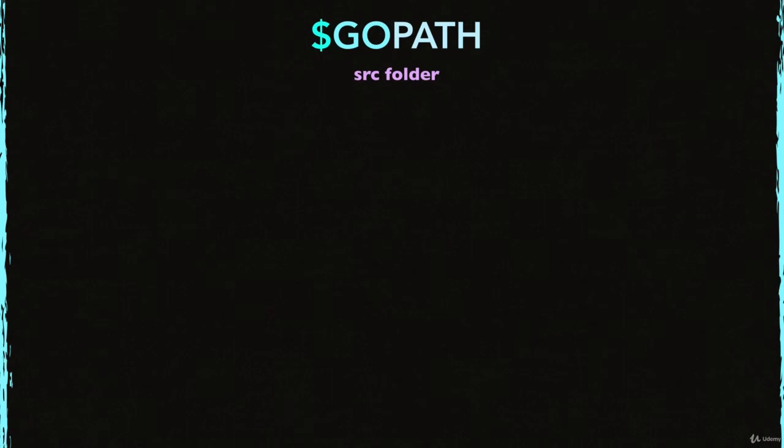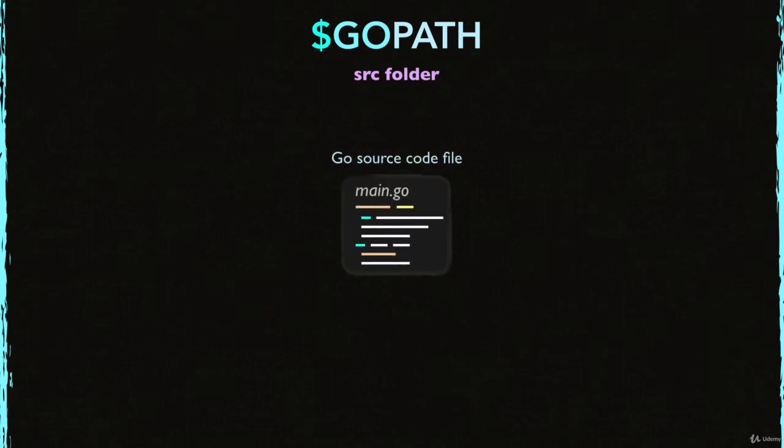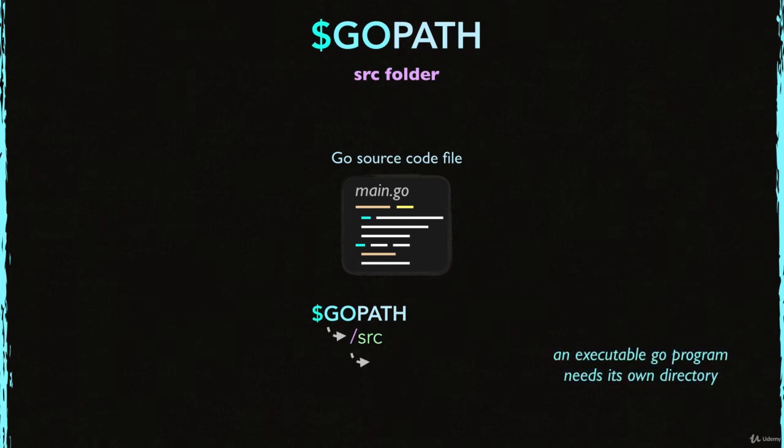Let's say that you have a main.go file, which is a source code file for an executable Go program. Obviously, you need to store this file in a folder. So we Gophers store our source code files under the src folder of GOPATH. In Go, every executable program needs its own directory. So you need to create a new directory for the executable program under the GOPATH src folder. Here I'll create a directory for my imaginary program called first under the src folder of GOPATH. Then you need to put your main.go file under your program's folder, like this. Now the main.go file is under the folder named first, which is under the src folder, which is under GOPATH.